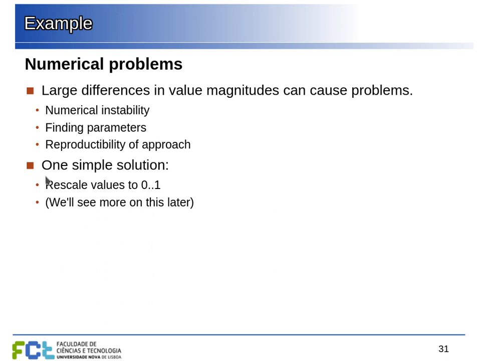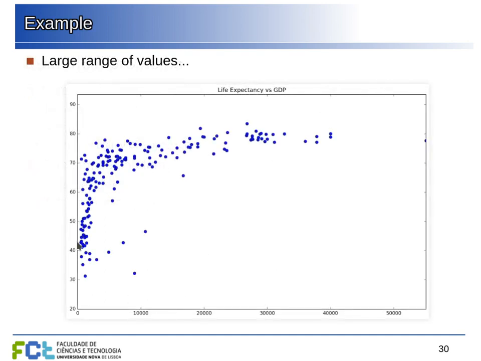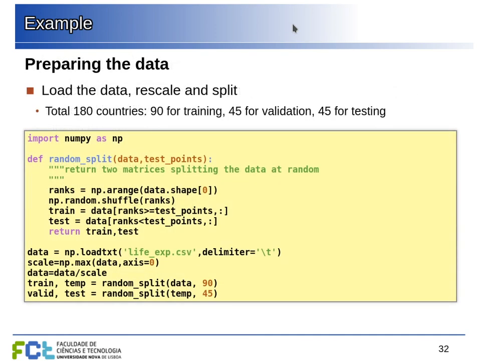But in this case, I'm going to simply rescale all these values to a range between 0 and 1. So basically, I take the maximum life expectancy and divide all life expectancies by that. And I take the maximum of the GDP and divide all the GDP values by that. So everything becomes in a scale between 0 and 1.